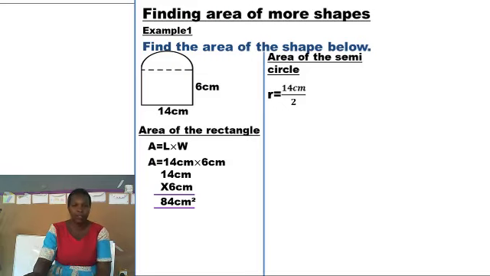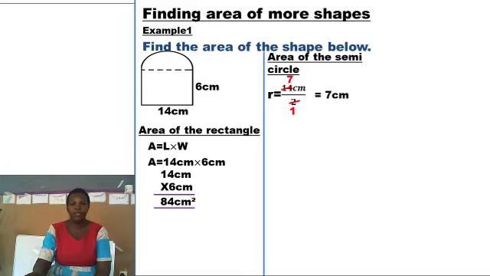So my dear boys and girls, since the length is equal to the diameter, we shall now look for the radius. We shall get our diameter, which is 14 centimeters, divided by 2. So we shall cancel 2 into 2. We shall come up with a 1. 14 divided by 2, we shall come up with a 7. So what does it mean? Our radius is equal to 7 centimeters.